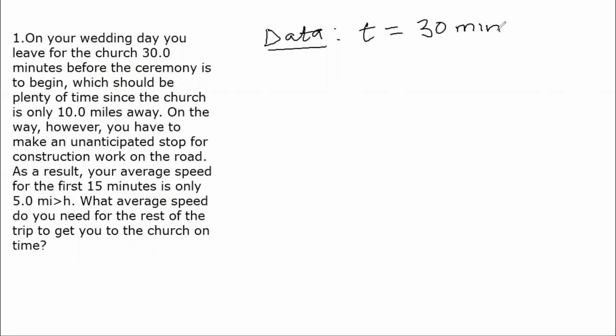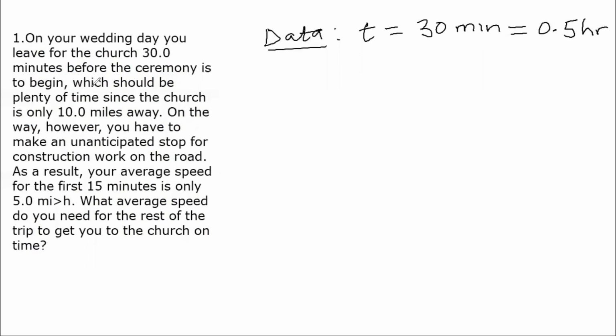Now if you look carefully, since the velocity has been given in terms of miles per hour, I want to convert this minutes into hours so that it becomes convenient for me. I am sure you guys know how to do that, so I will not go through it, but 30 minutes is basically 0.5 hours. Basically, it's half an hour. So that is that. And then what is the other piece of information that I have?